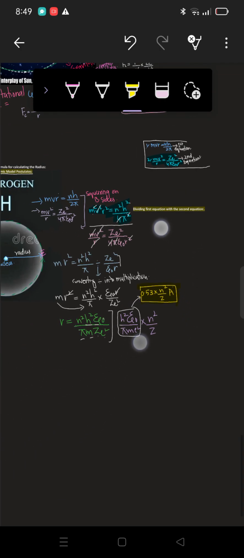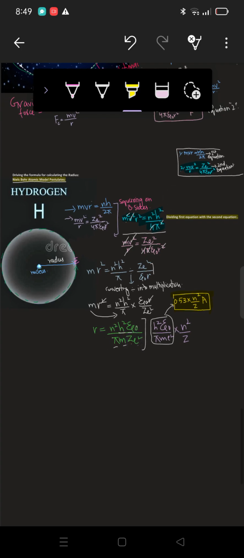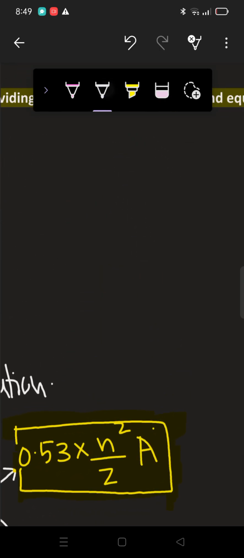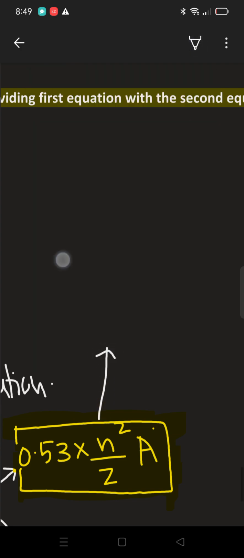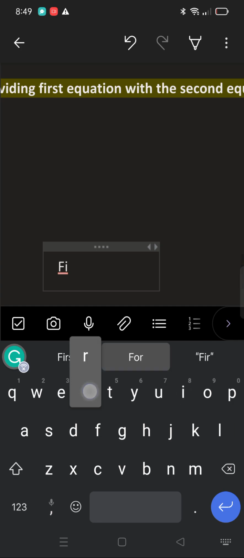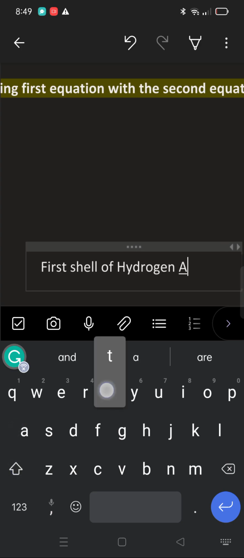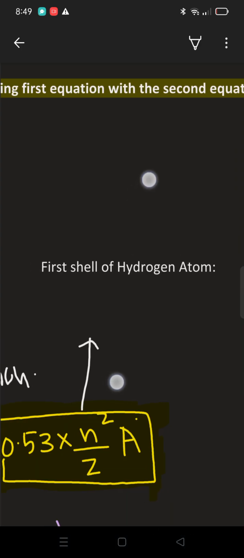Now if somebody asks you what's the radius, or what's the distance from the nucleus to the electron, of the first orbit of a hydrogen atom, so we know that, wait, let me write here, first shell of hydrogen atom.